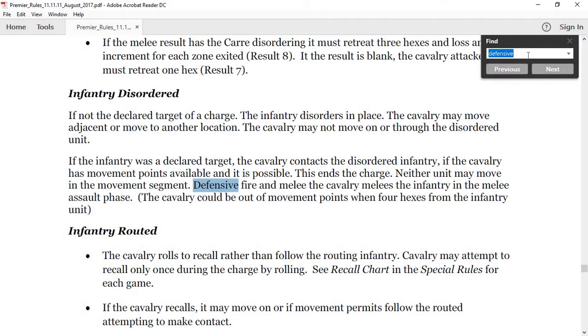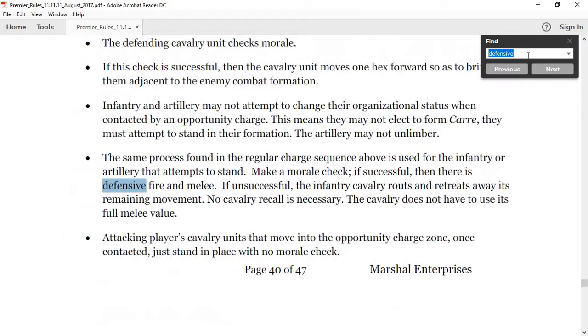Infantry disordered. Neither unit may move in the movement segment. Defensive fire and melee. The cavalry melees the infantry in the melee assault phase. The same process found in the regular charge sequence above is used for the infantry or artillery that attempts to stand. Make a morale check. If successful, then there is defensive fire and melee. If unsuccessful, the infantry routes and retreats away its remaining movement.